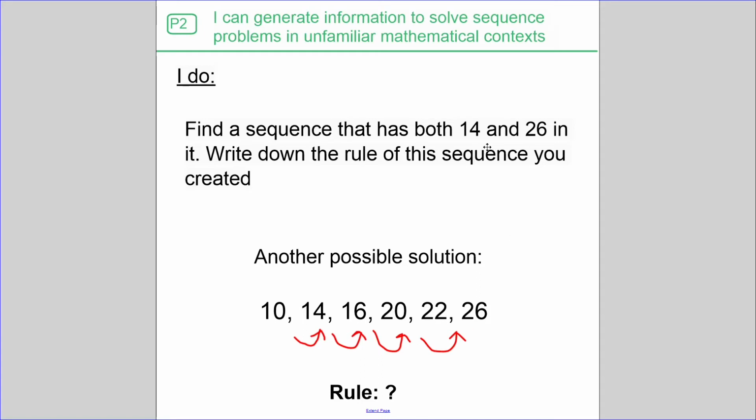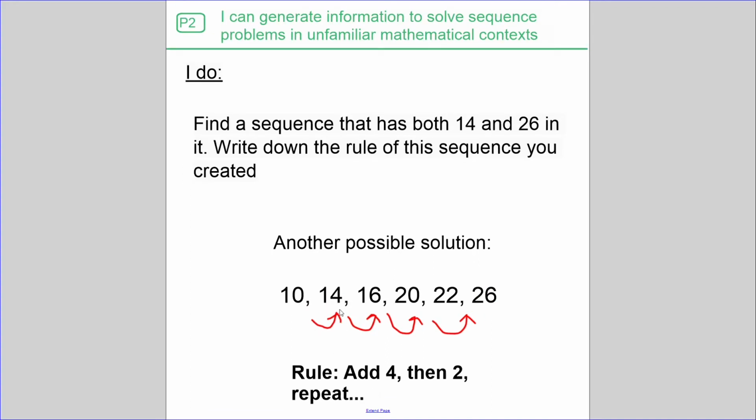So as you can see, the numbers 14 and 26 both appear in my sequence as highlighted. See if you can find the rule of the sequence that I have created. So the answer would have been that we are adding 4, then adding 2, adding 4, then adding 2, and repeating this as we are going along.